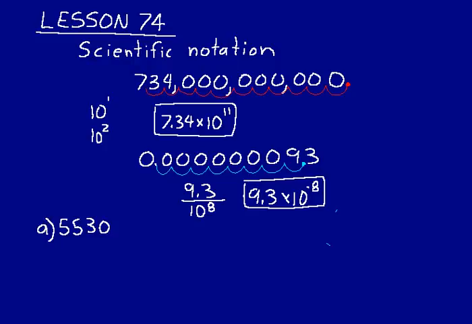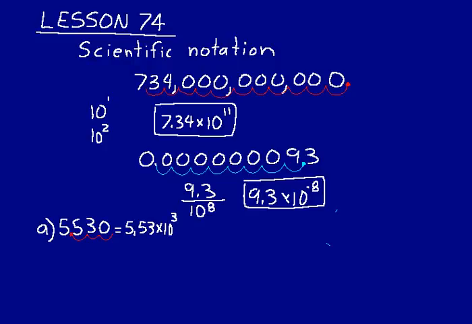Let's go ahead and do some practice problems. Write practice problem A using scientific notation. You need to move the decimal place in front of that first non-zero number. So I go 1, 2, 3, like that. I moved it to the left 3, so that means I'll be adding positive 3 to the exponent of 10. And so I say 5.53 times 10 to the third.